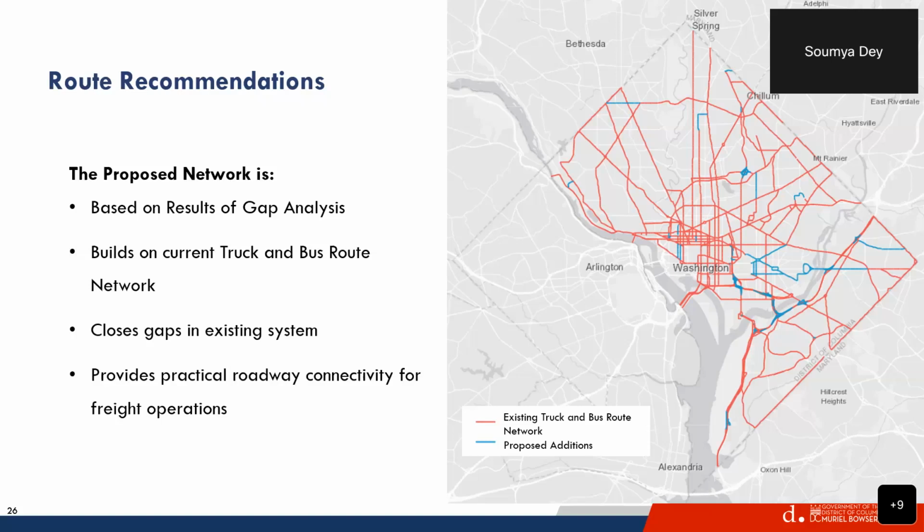So the final result was the map on the right here. The red lines here are the existing truck network, and the blue ones are essentially the additions that were made based on the things that I talked about: the gap analysis, some engineering judgment, and knowledge about truck routes. So we have the network in place. If we go to the next slide, we created a framework.